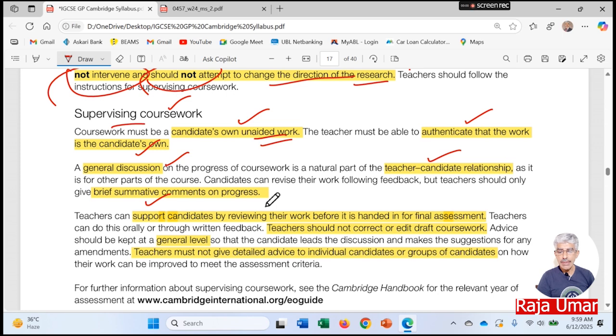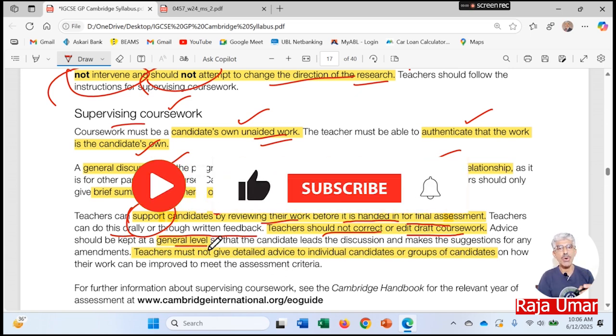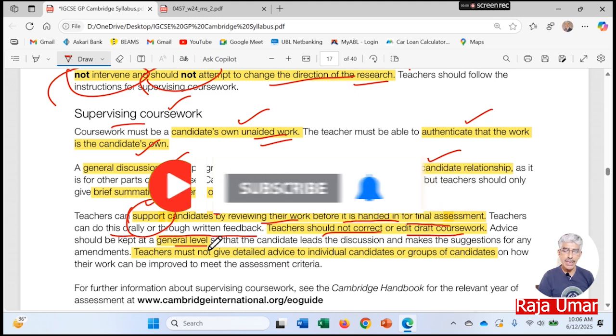It means that support is the lighter word. So teachers are not supposed to guide, but just to support; they are supposed to review their work in the form of the individual report before final submission, so that the best form of the individual report goes to Cambridge for marking. Teachers can do this orally or through written feedback.